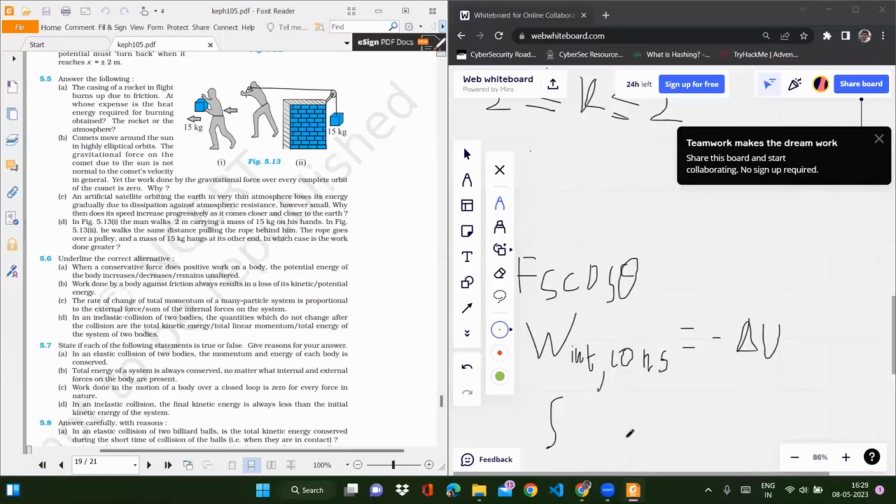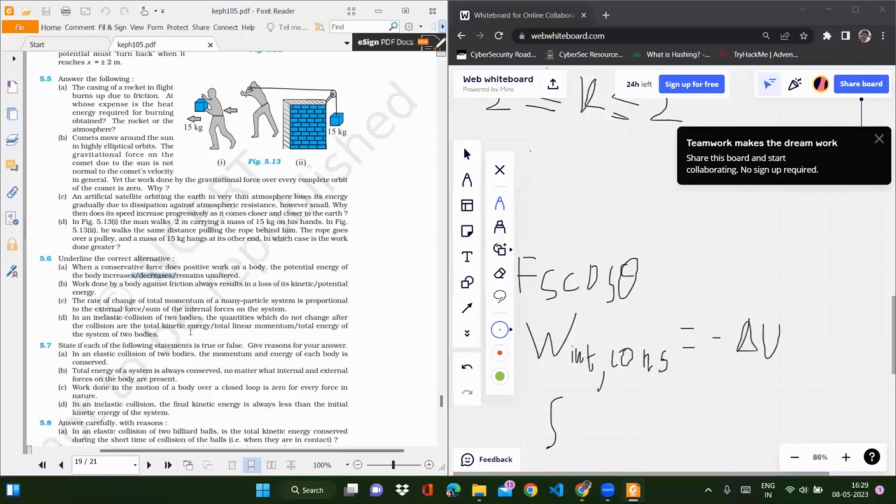It is asked that the conservative force does positive work on the body. So the work done is positive, but the change in potential energy will be the negative of this. So the change in potential energy will definitely be negative. As the work done is positive, the change in potential energy will be negative by this equation. And if the change in potential energy is negative, it means that the potential energy is decreasing. So we need to underline decreases.